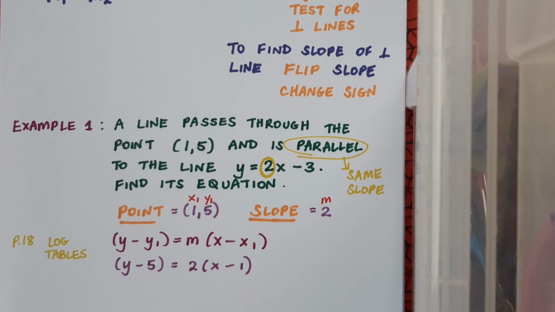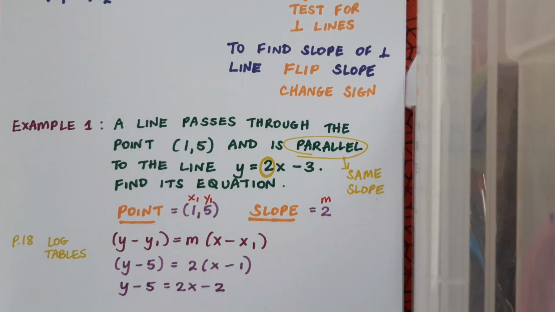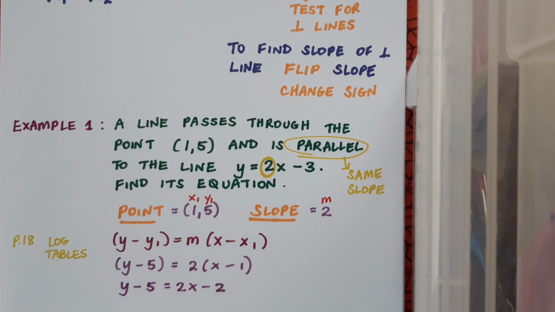And at this stage I just need to tidy this up and write it in the appropriate format. So I'm going to first of all multiply out to get y minus 5 equals 2x minus 2. And then I'm either going to tidy it up into y equals mx plus c or ax plus by plus c equals 0, depending on what the question is asking. But this question doesn't actually tell me which format it wants, so I'm free to choose whichever one I prefer. And I'm going to go with the y equals mx plus c format.